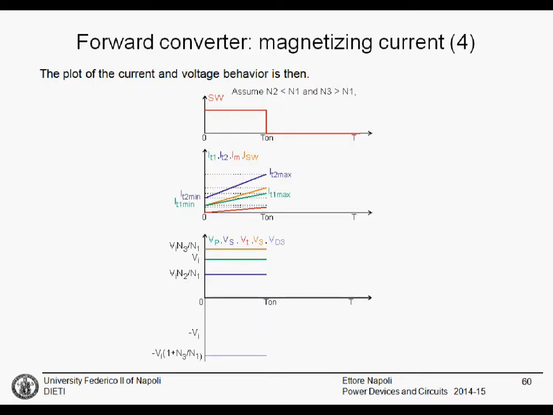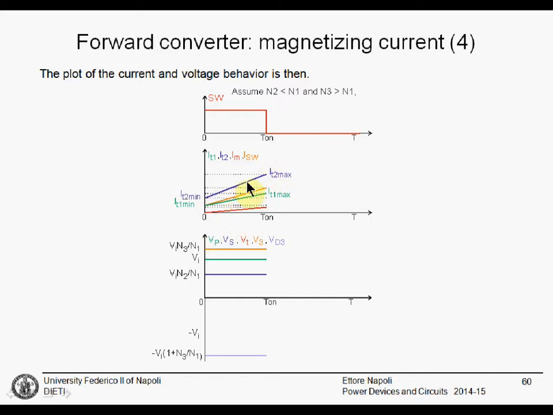We can then plot current and voltage behavior of the forward converter in this graph. It's not that easy to follow. However, in this graph we made some assumptions, that is N2 is smaller than N1. This is quite often the case, since we want to step down the voltage on the output. And in order to make something visible, we assume that N3 is larger than N1, even if we say that very often N3 is equal to N1.